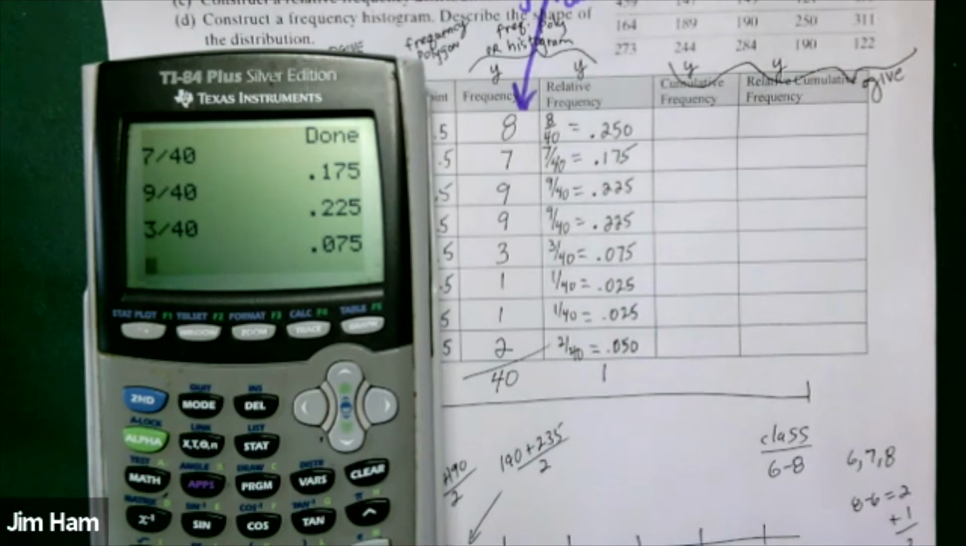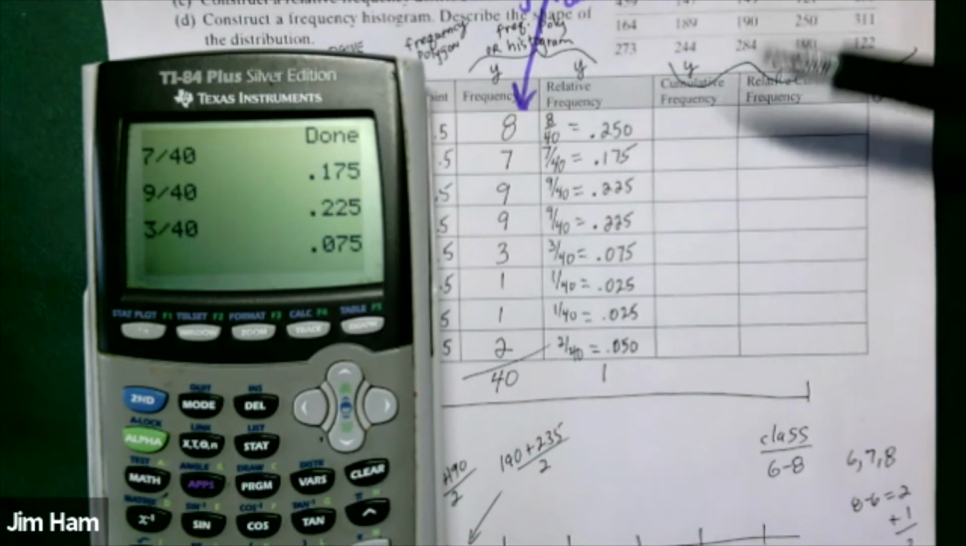In some cases where you have maybe a not so nice number of data values like 53, you're going to have to round those decimals to 3 decimal places, and you might have some rounding error, like you might end up with a sum of 1.001 or 0.999, something like that.